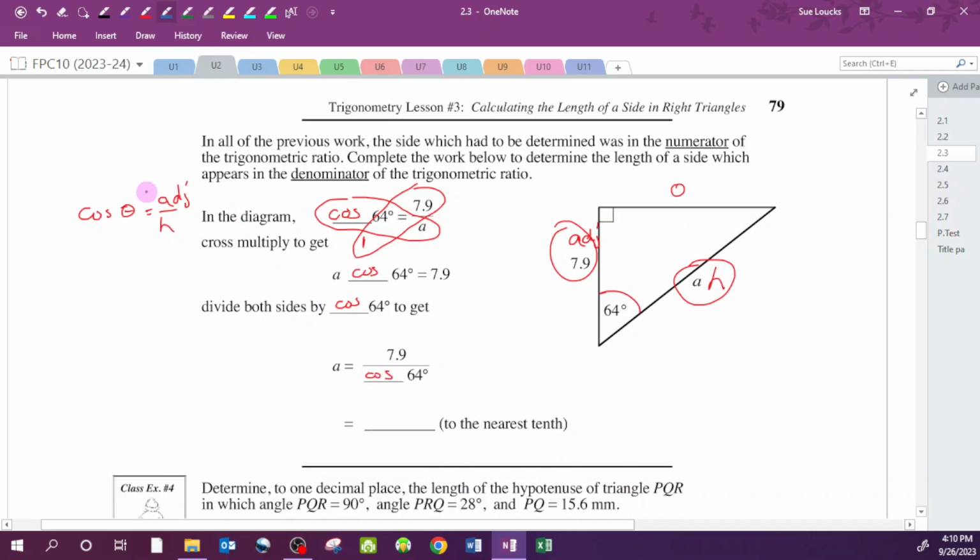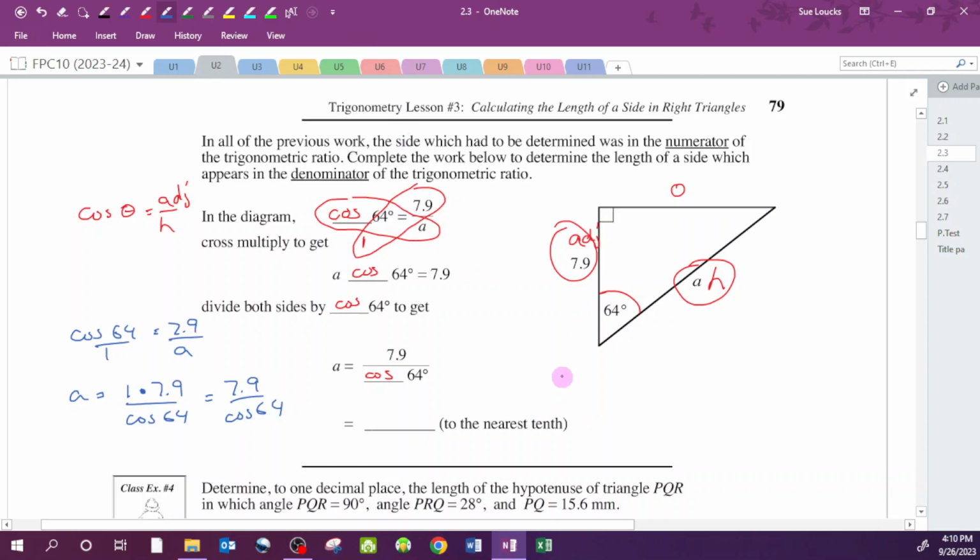And I'll just show you how I taught this last year, which is I've got cos 64 equals 7.9 over A, and then I'm going to make this over 1, and then we cross multiply and divide. So we get A equals, multiply the pair, so it's 1 times 7.9 divided by cos 64. But since 1 times 7.9 is just 7.9, this is just 7.9 over cos 64, which is of course the same thing we have over here, but this just might seem more familiar to you. It's just using the cross multiply and divide instead of algebra.